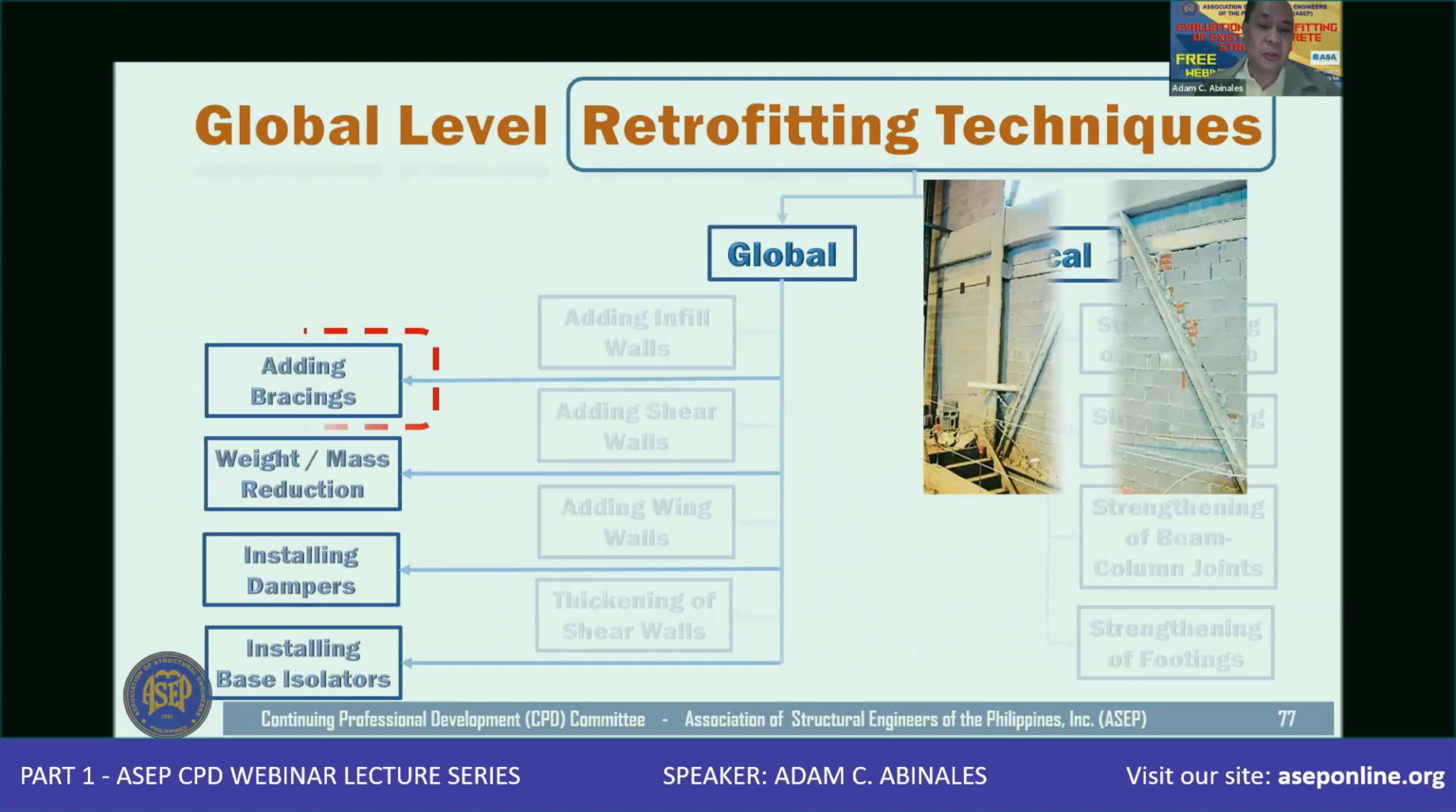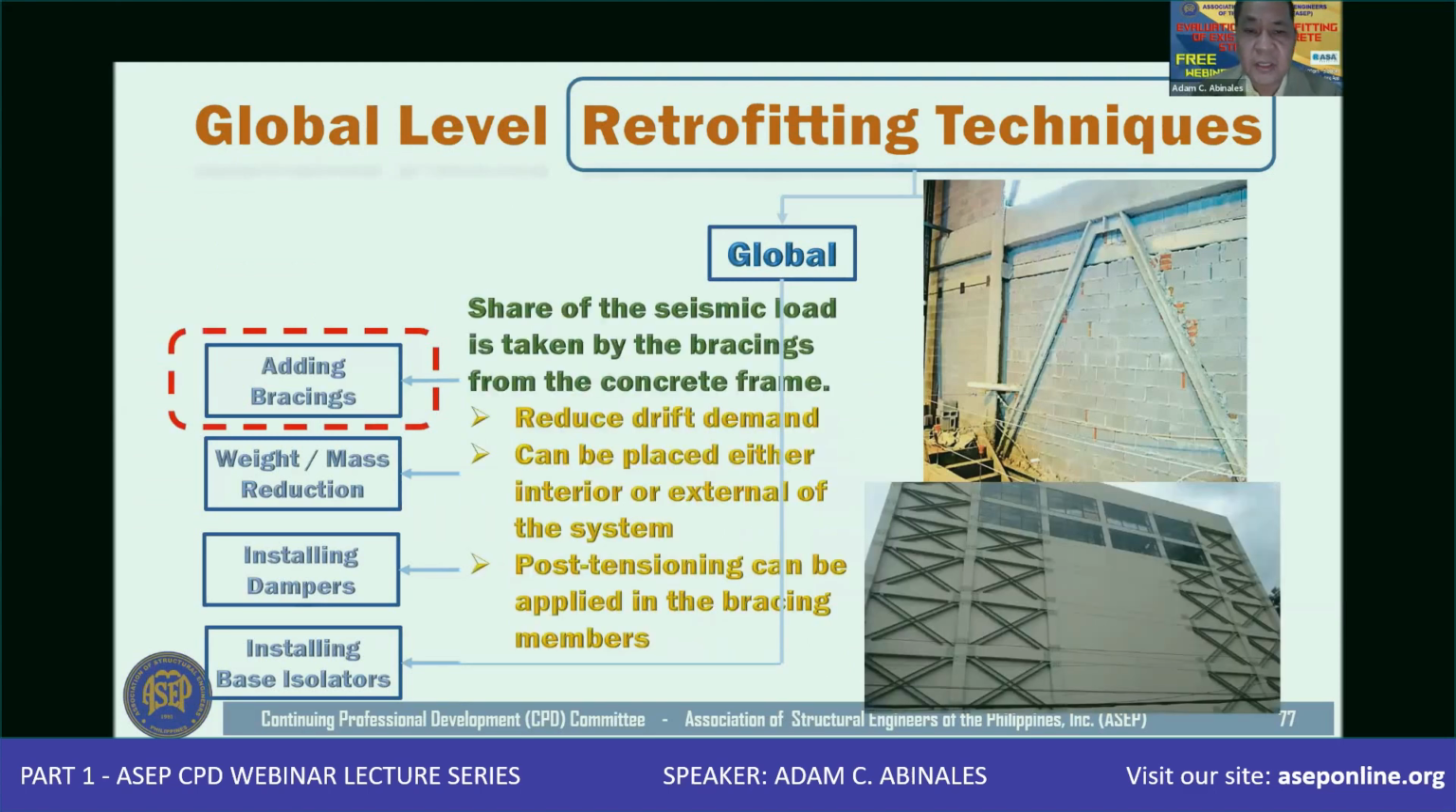Now, let me go to adding bracings. The share of the seismic load is taken by the bracings. So what is the effect? It will reduce the drift demand, and can be placed either interior or exterior of the system. These bracings could also be post-tensioned, especially if you're using tubular sections for the bracing, where post-tensioning can be introduced inside those tubular sections.